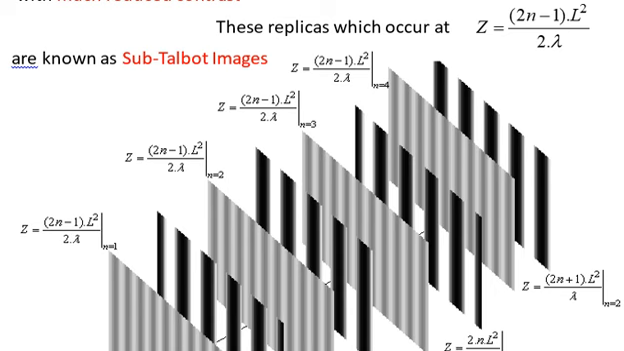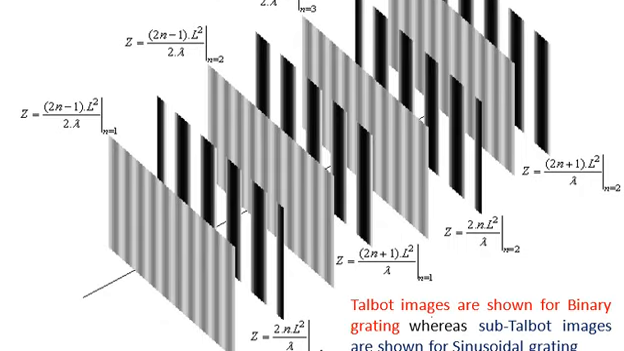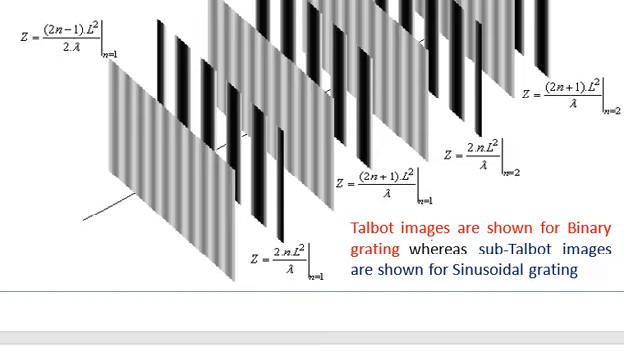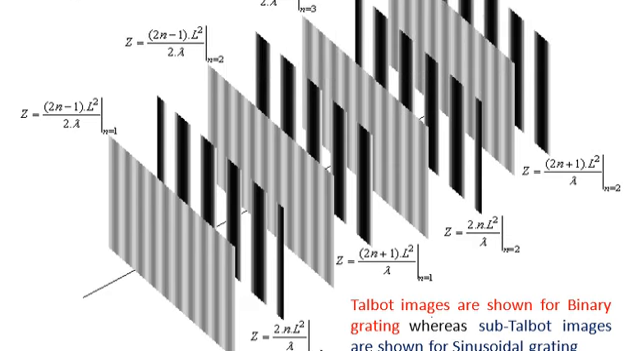So the binary images are the input images, or these are evaluated at the images which are shown at these values of z, that is 2n plus 1 into L square over lambda. And you see that here the z value is actually this one. So the binary images are the actual images, and the gray ones are the images which are the sub-Talbot images.